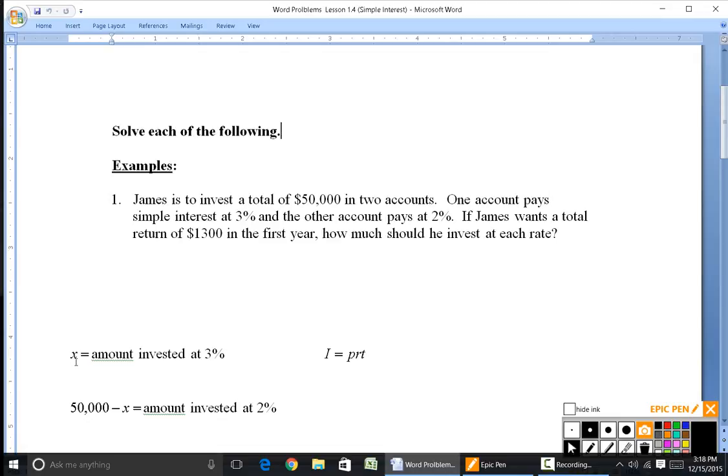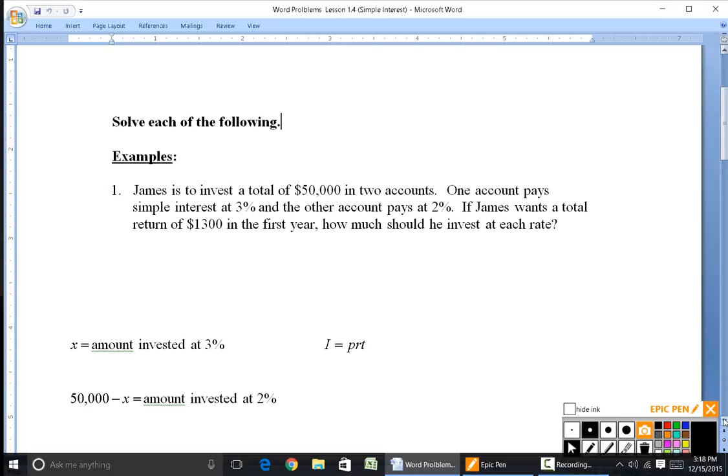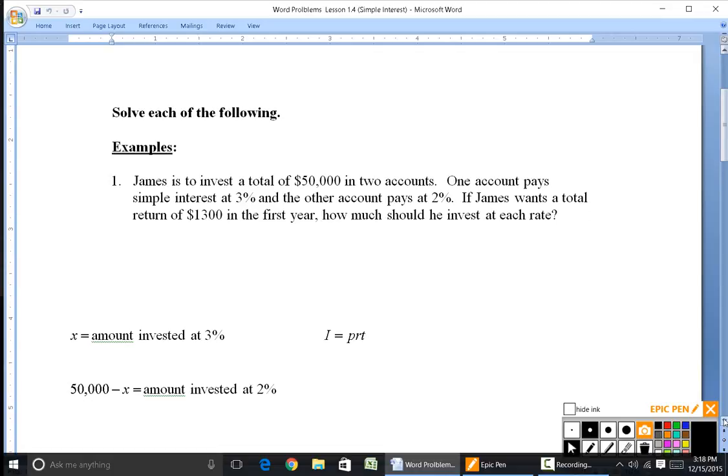If I let x equal the amount invested at 3%, since I know I'm investing a total of $50,000, then 50,000 minus x is what I have left to invest at the other interest rate, which is at 2%. Okay, so that's the setup for the variables. And then to set up an equation, which is what we're actually doing here. Again, some of these you can work out using trial and error and figure out how much you would invest at each rate. But if you set up an equation, you get the answer a lot quicker.